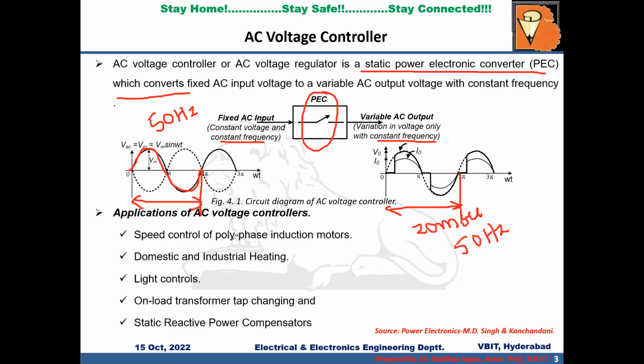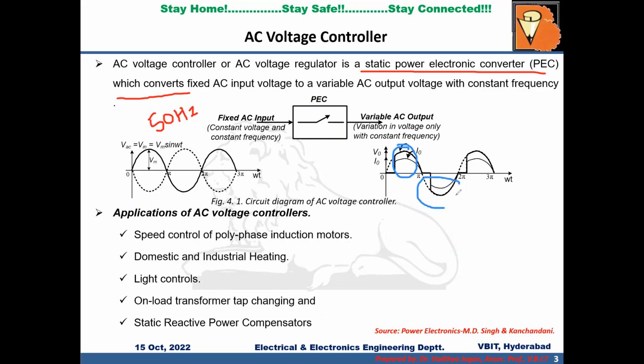Some of the applications are speed control of a polyphase induction motor, speed control of synchronous motor, domestic and industrial heating, light control, on-load tap changing transformer, and static reactive power compensator. These are a few applications where you can find the AC voltage controller. If I want to control only the positive half cycle or only the negative half cycle, that is called a half-wave AC voltage controller. If I want to control both positive and negative half cycles, then that is called a full wave AC voltage controller. We'll see one by one.